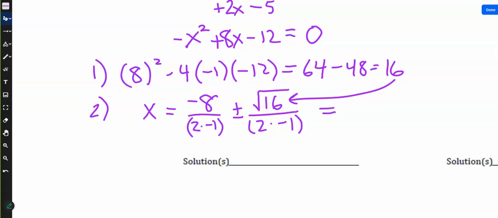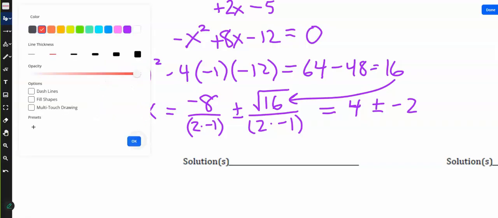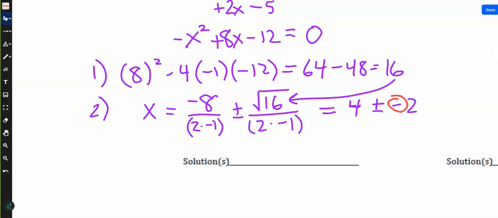So, of course, that's negative 8 over negative 2 is positive 4, plus or minus 4 over negative 2, that's negative 2. Now, quick question. Does that negative really make a difference? Because 4 plus negative 2, isn't that like 4 minus 2? Right? So one of your answers is 4 minus 2, and the other one is 4 plus 2. Well, that double negative turns into the plus version.